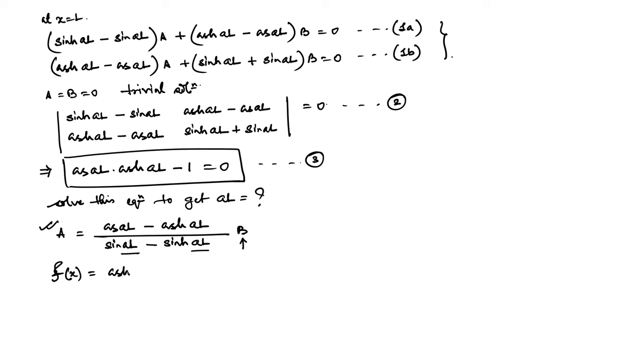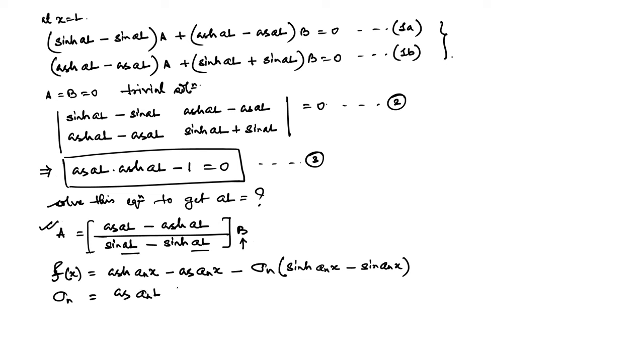and thereby we can express phi of x in a very compact form: cosh(A_n x) minus cos(A_n x) minus sigma_n, I will define sigma_n in a minute, times sinh(A_n x) minus sin(A_n x). So, what is this sigma_n? It is this expression: cos(A_n L) minus cosh(A_n L) divided by sin(A_n L) minus sinh(A_n L).